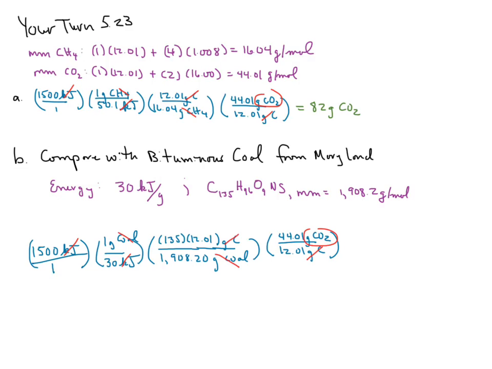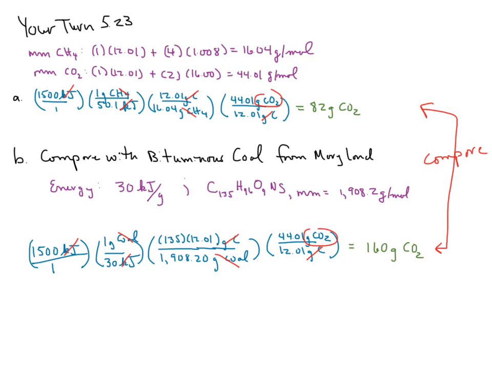And I need to round according to sig figs. I'm going with 2 significant figures in my 30, which I'm not sure if I really should, but so I ended up with 160 grams of CO2. And then if we compare the mass of CO2 released by the methane, which is 82 grams of CO2, versus the mass of CO2 gas released by burning coal, we can see that methane is a cleaner gas in that sense.